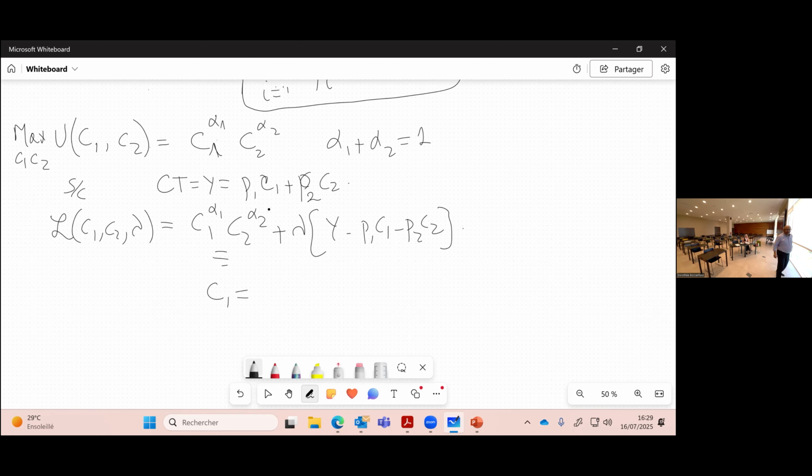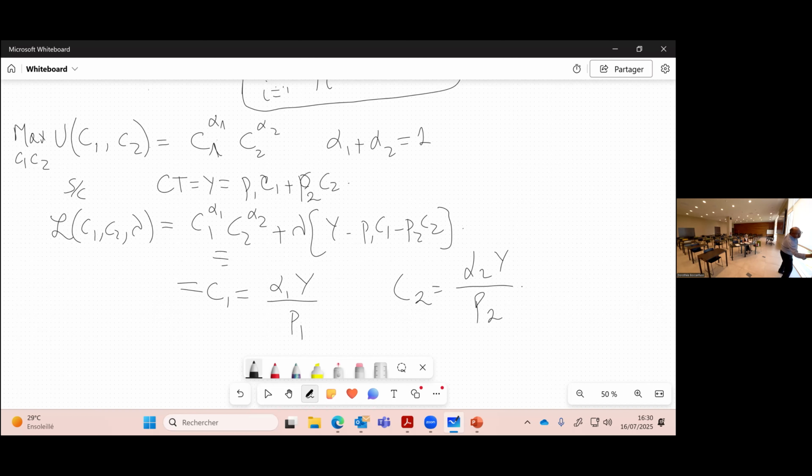What we deduce is something like this: C1 equals alpha 1 Y over P1, and C2 equals alpha 2 Y over P2, something like that. If you verify, you will obtain something like that. It's a very interesting result. It's simple, and we have an interpretation like on the production side. We have an interpretation of alpha 1 and alpha 2.